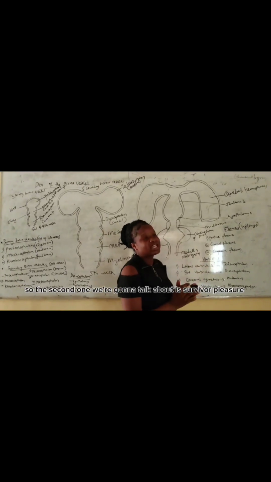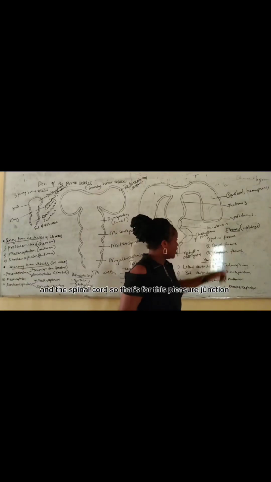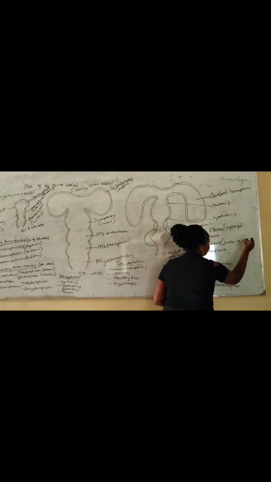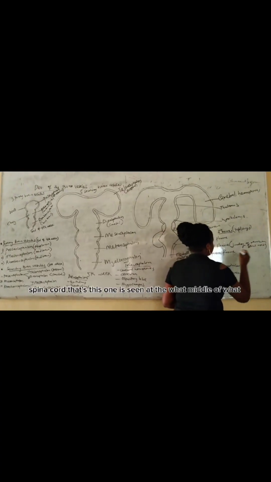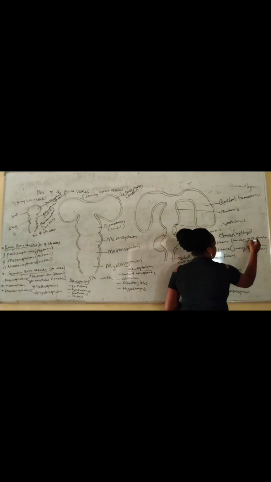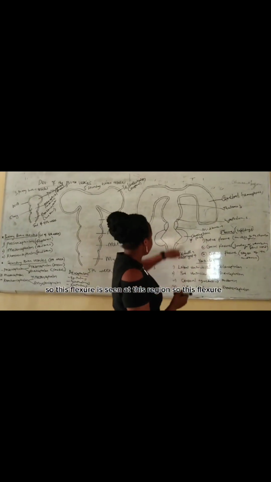So the second one was the cervical flexure. This flexure is seen at the junction of the Rhombencephalon and the spinal cord. That's where you locate it. The pontine flexure is seen at the middle of the Rhombencephalon. Then the cephalic flexure is seen at the region of the midbrain. So this flexure is seen at this region.